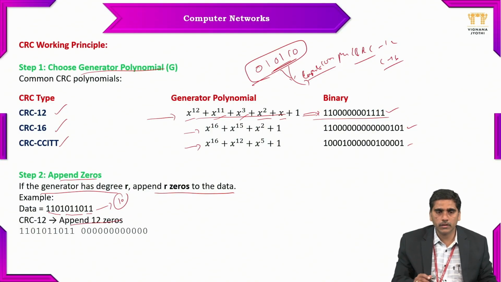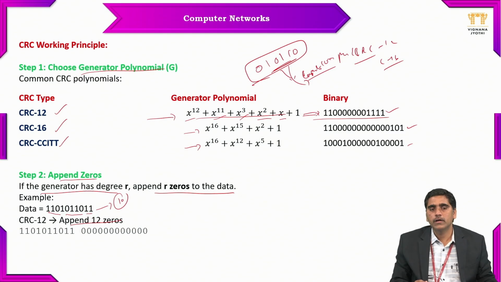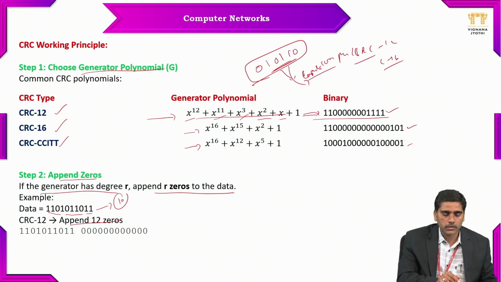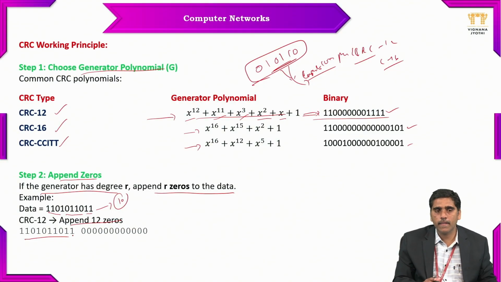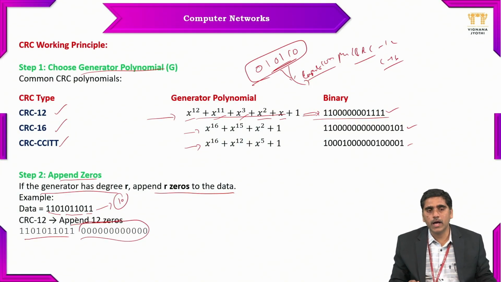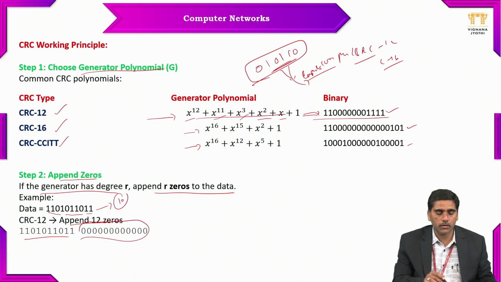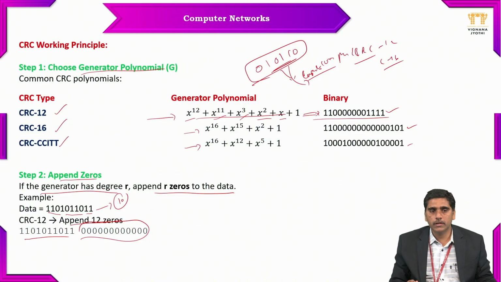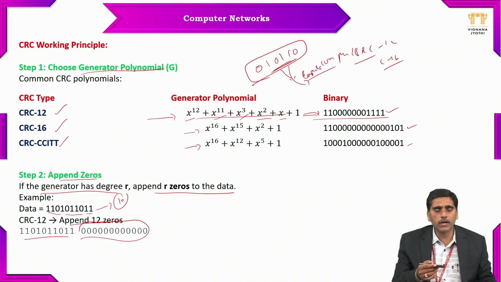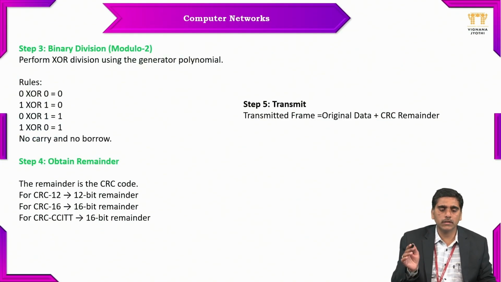You can choose CRC-12 based on the degree. So now the 12 zeros are appended to the entire data. 1101011011 is the original data, and we append these 12 zeros to the data, which has a length of 10 bits. After appending zeros, the next step is what?